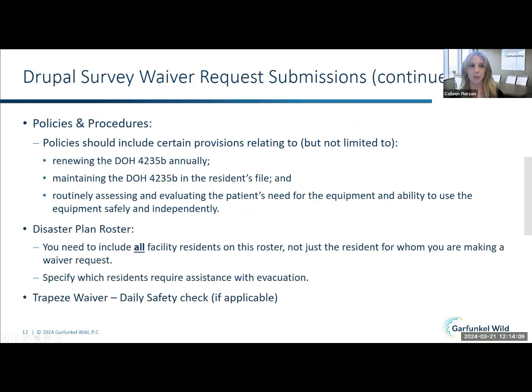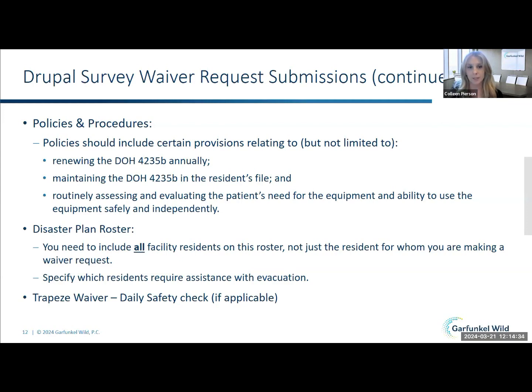You have to also include your policies and procedures with your waiver request. So you need to be showing that you have a policy that requires the facility to renew the 4235B annually, that you're going to maintain it in the resident's file, and that you're going to be routinely assessing and evaluating the patient's need for the equipment as required.